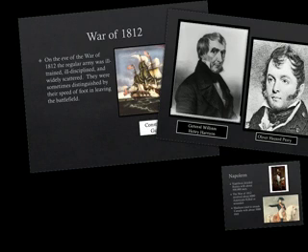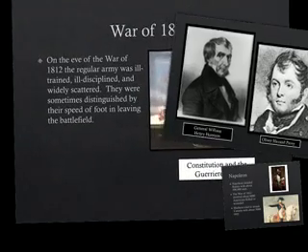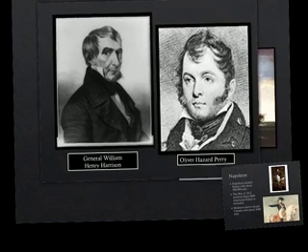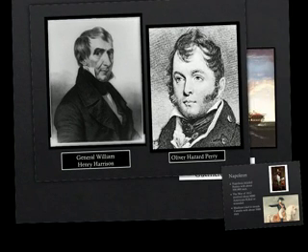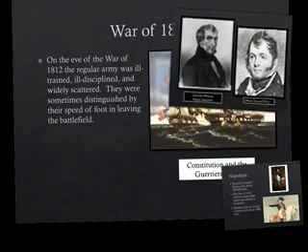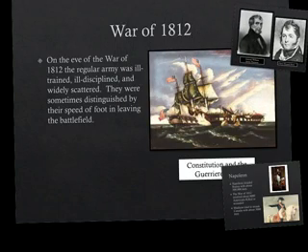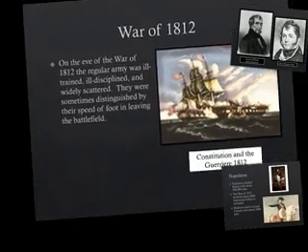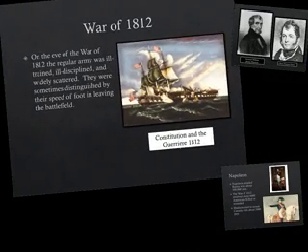To start Chapter 12, we'll look at the War of 1812 and some of the leading American heroes of the war. We have General William Henry Harrison and naval man Oliver Hazard Perry. We'll talk a little bit more about those two in future slides. On the eve of the War of 1812, the regular army was ill-trained, ill-disciplined, and widely scattered. They were sometimes distinguished by their speed of foot in leaving the battlefield. The United States military is not very well prepared for this war.